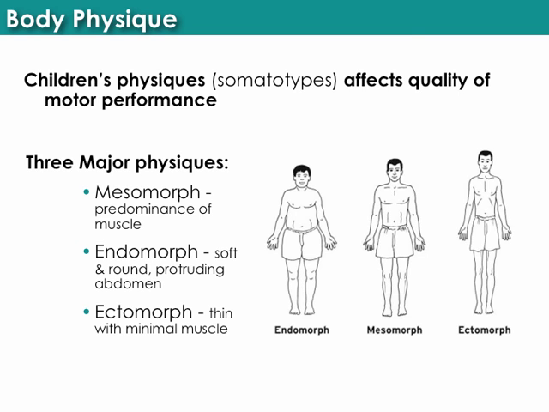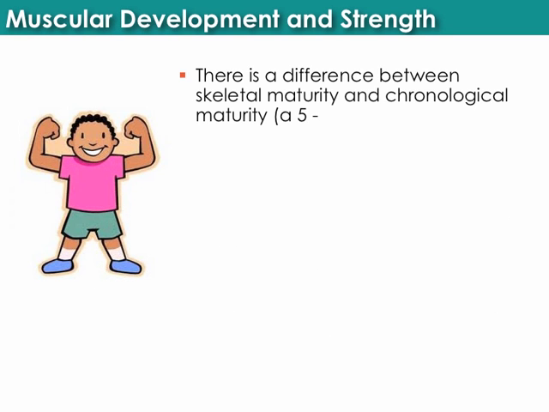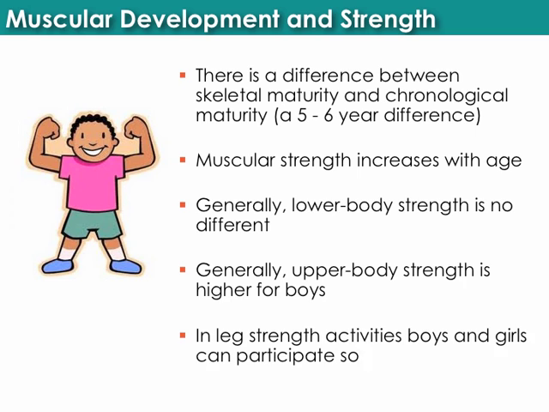Now, although we can determine what students are capable of doing based on a visual observation of their physiques, muscle strength and development plays an important role in learning the new skill as well. There is a difference between skeletal maturity and chronological maturity. Within a classroom, there's a variation of skeletal maturity of about 5 to 6 years.